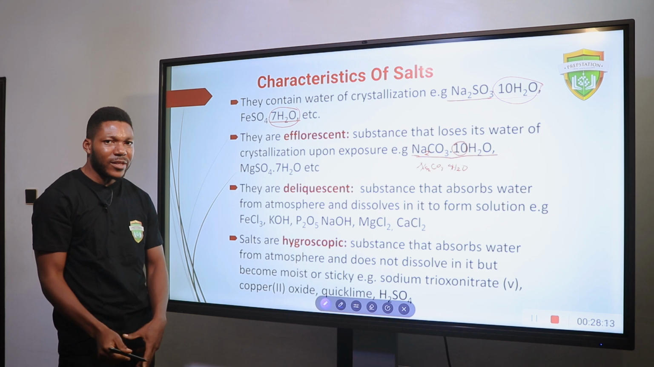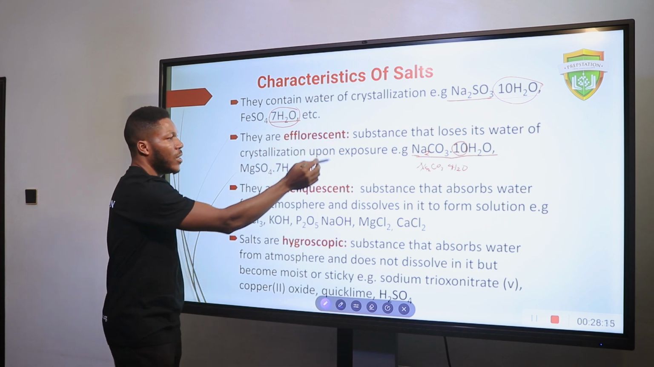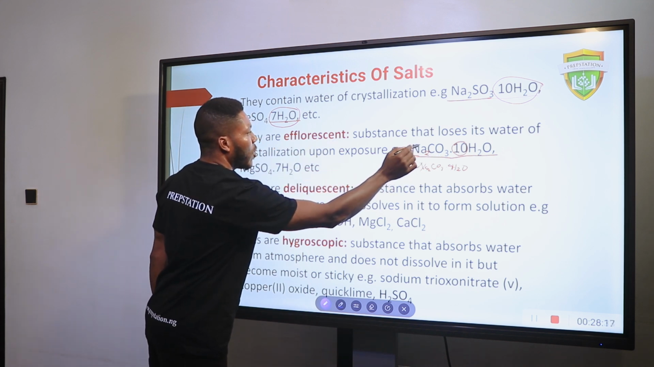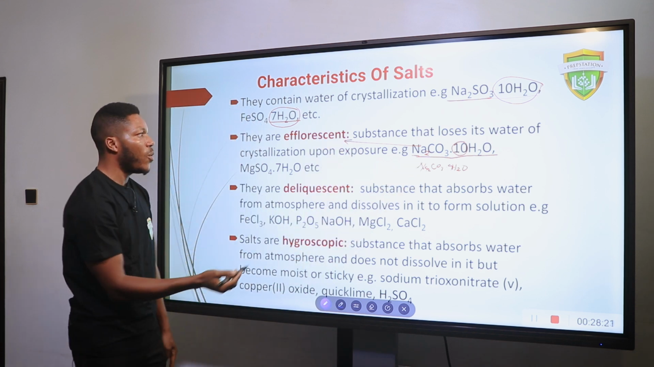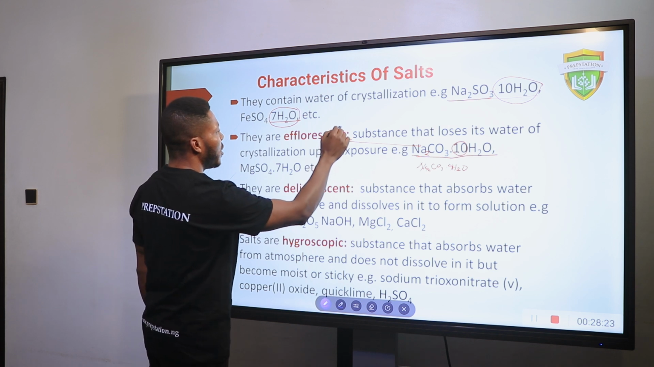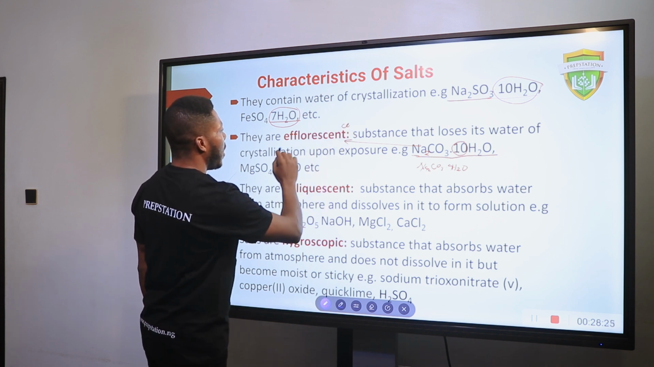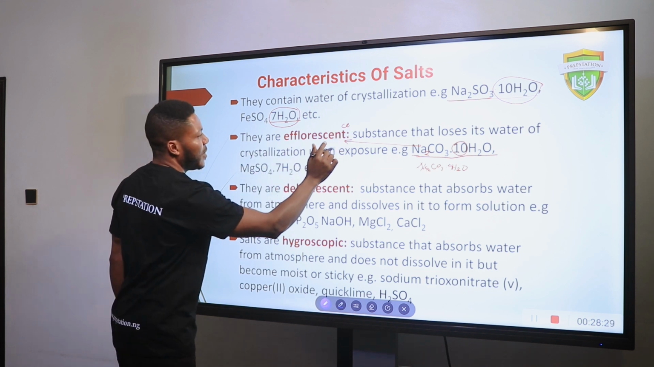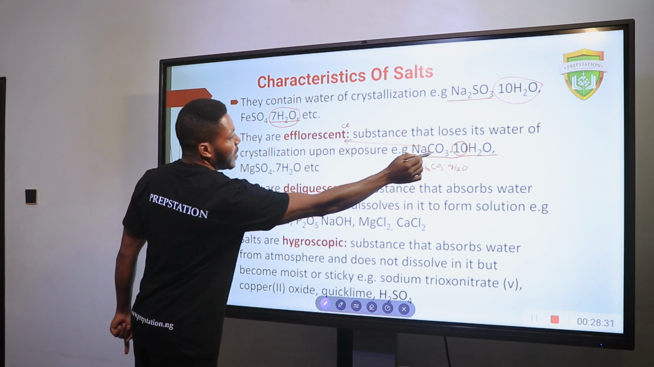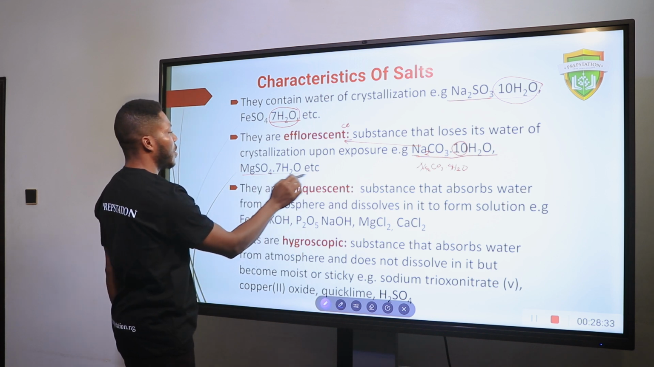But the salts themselves are called what? Efflorescent. So this is an efflorescent compound. The process is called efflorescence. You only change this ending, add the word CE. Efflorescence is a process, but efflorescent is a substance. Examples are this and this.